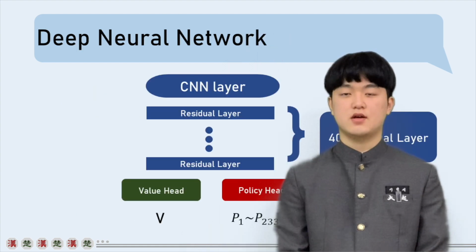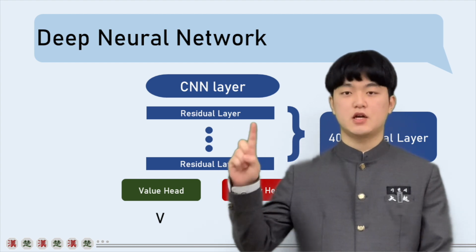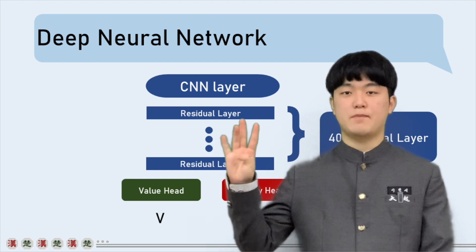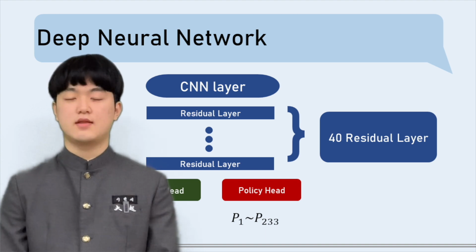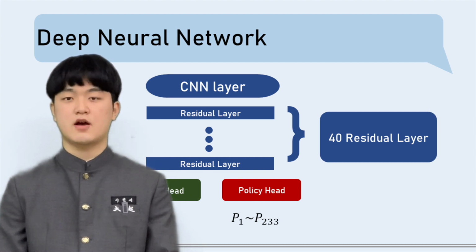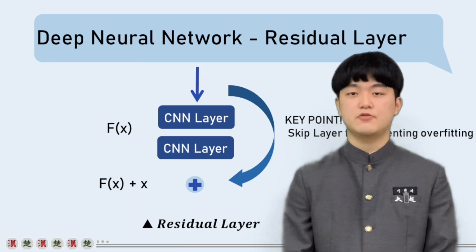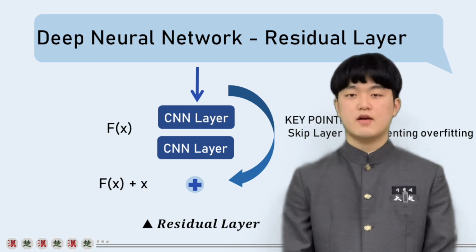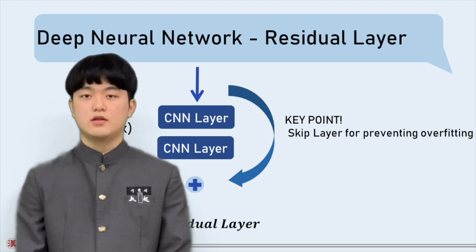Our neural network consists of one convolutional layer, 4 residual layers, a value head, and a policy head. When input enters, value and policy are returned from the value head and policy head. So, what is the residual layer and convolutional layer? In the residual layers, several convolutional layers calculate the input and return the function value. Adding the function value and the input returns the new output. The key point of the residual layer is skipping layers to prevent overfitting.